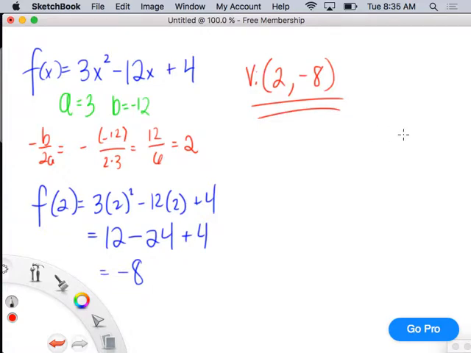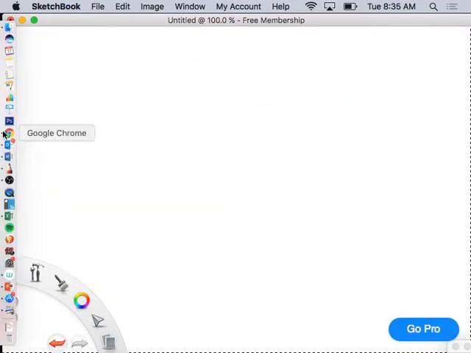Is that clear? Yes, sir. How come 2 is not negative? Because it's negative b over 2a, so it's negative 12 over 2 times 3. So negative times a negative is a positive. Good question. Any other questions? You guys pretty clear on that? Okay, just negative b over 2a, and then plug that in. Negative b over 2a to get the x component, plug it in to get the y. Done. All right? Good.